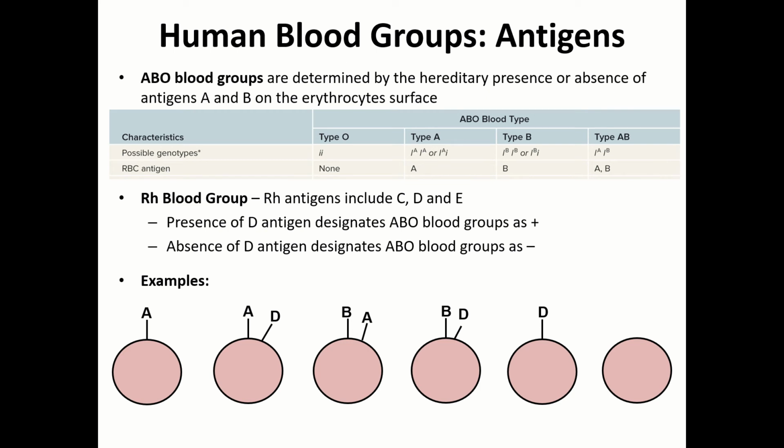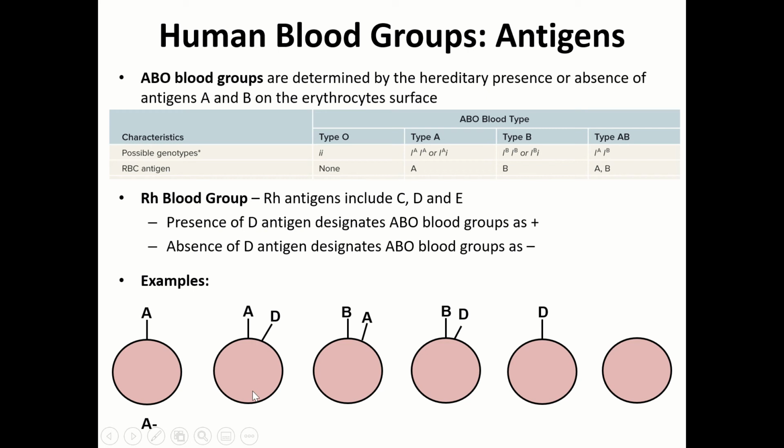And so what you want to do here is be able to look at each of the examples I've given you here and diagnose, essentially, what that blood type would be. So let's walk through them all. So a person here with only an A antigen, but no D antigen, would be known as A negative blood type.